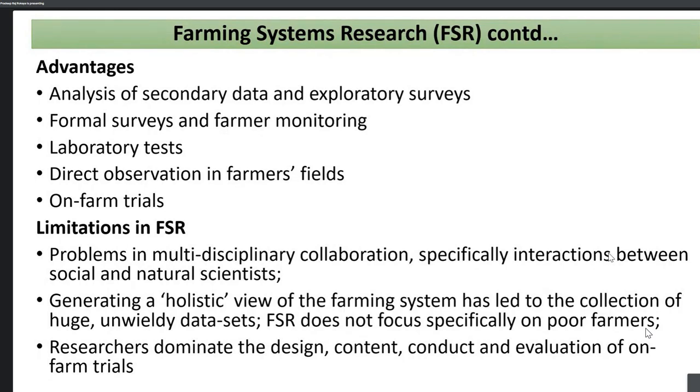So limitation, of limitation in farming systems research, the problem in multidisciplinary collaboration, especially in interaction between disciplines. Generally a holistic view of the farming system has led to the collection of huge unwieldy data sets. Third, researchers dominate the design and content, conduct and evaluation of non-farm trials. So these are some limitations of farming systems.